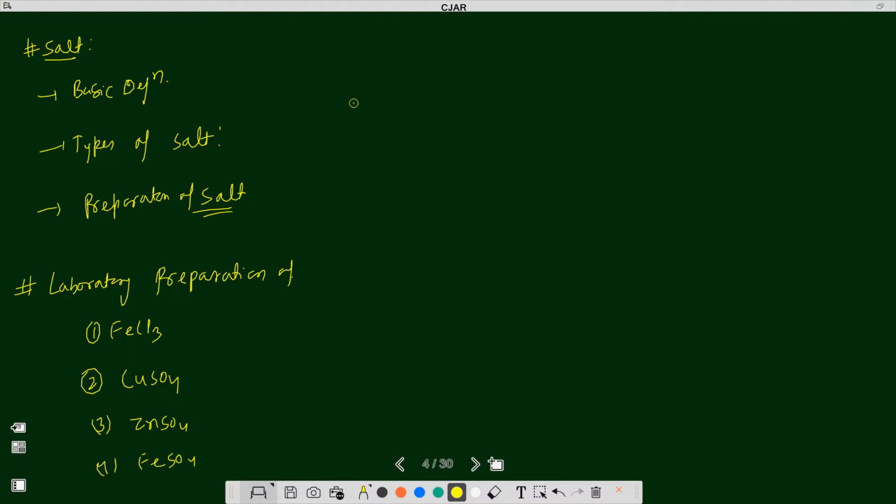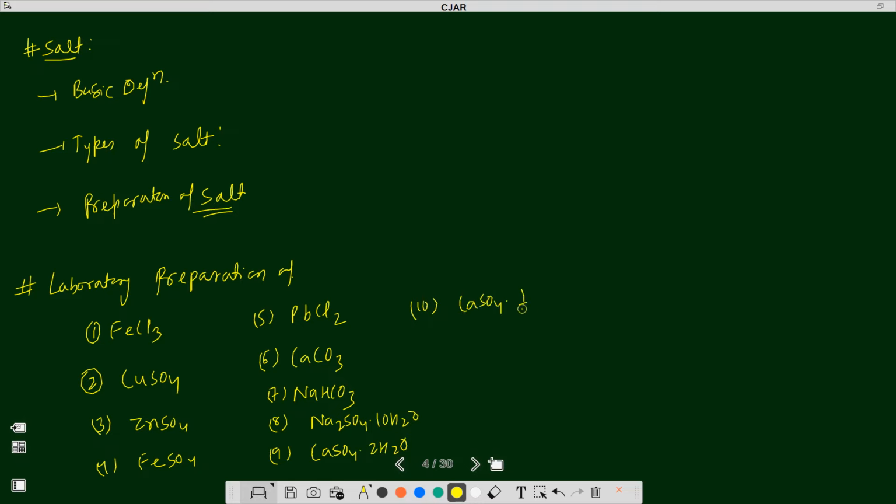Sixth one is calcium carbonate. Seventh one is sodium bicarbonate. Eighth number is Na2SO4.10H2O. Similarly, CaSO4.2H2O, which is called gypsum, and CaSO4.half H2O, which is plaster of Paris.